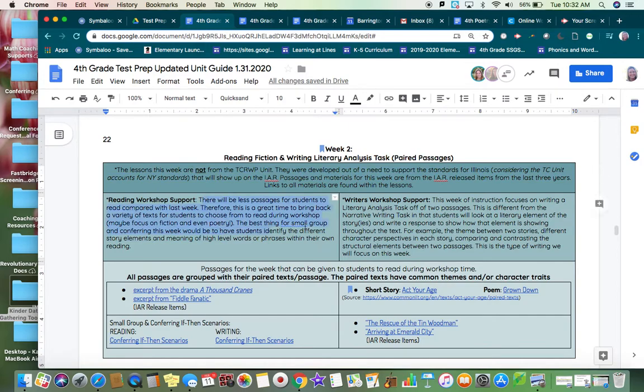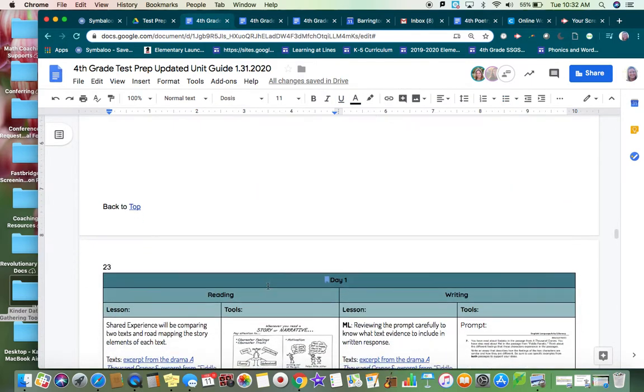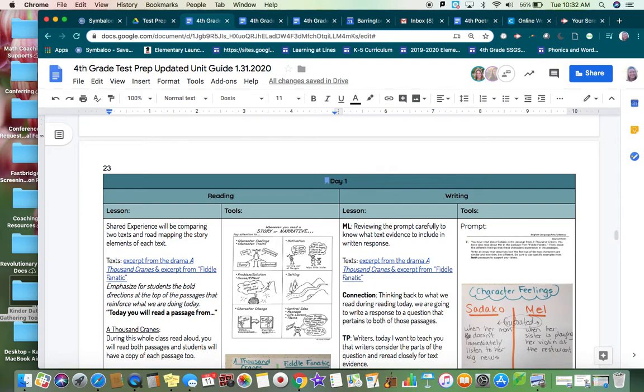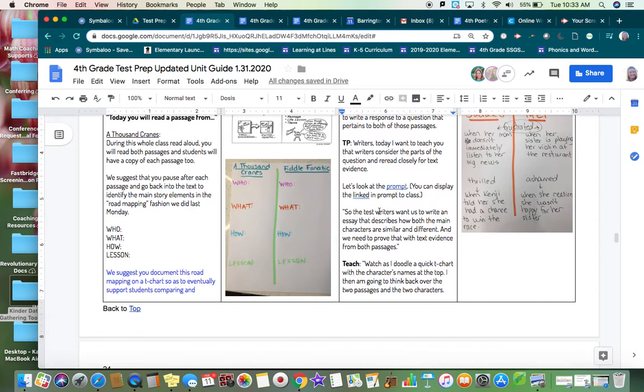Here are some ideas for how to structure your reading and writing workshops. Here are the passages you would need for this work, and even some conferring supports. These are directly from Teachers College. But know that this whole week that's in blue was built out of the need for IAR assessing on the literary analysis task. This isn't found at all in the Teachers College document. So we just used released items from IAR to build this week. And so all of the materials are here.